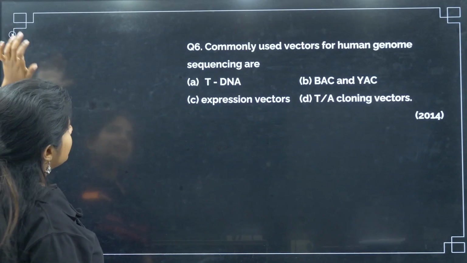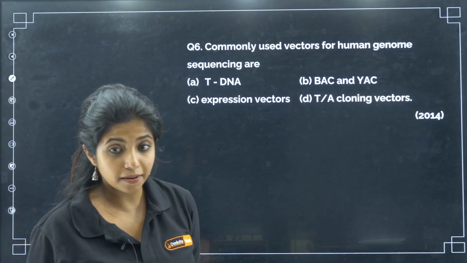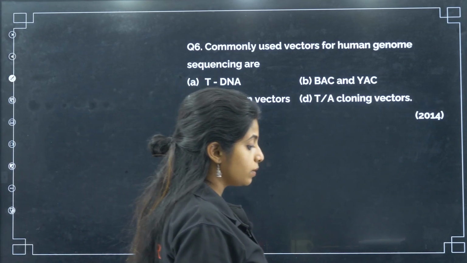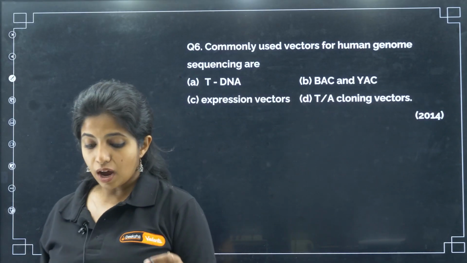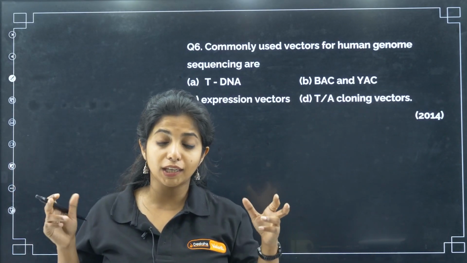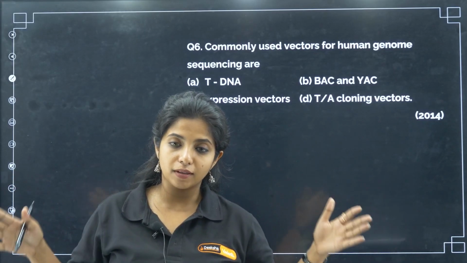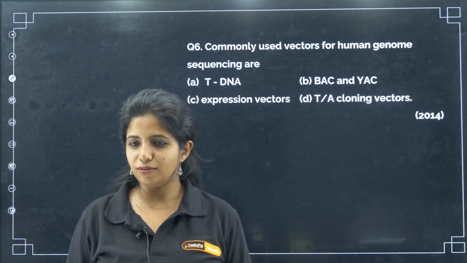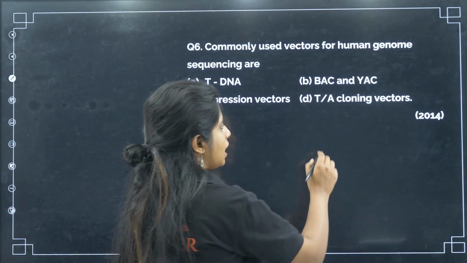Next question. Commonly used vectors for human genome sequencing are? What vectors do you use for human genome sequencing? You have to use something big that can accommodate the huge human genome. So is it tDNA? No. Is it expression vectors? No. Is it TA cloning vectors? No. What is it? It is BAC and YAC.